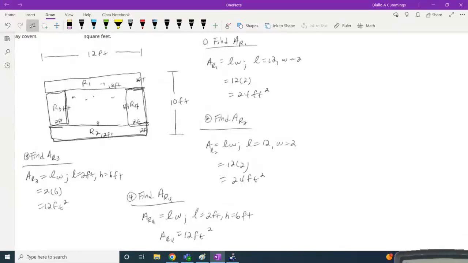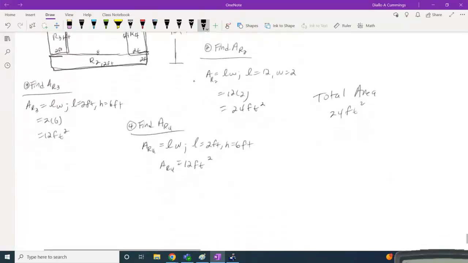So now to find the total area of the walkway, we just add up all 4 rectangles. So the total area is 24 square feet plus another 24 square feet plus 12 square feet plus another 12 square feet. Add that all up together and I believe we get 72 square feet.